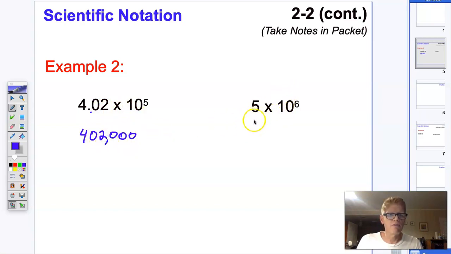On this one, we'll do the same thing. Right now it's a 5 and its decimal point is right there. So we're going to move that decimal point over 6 spaces, which really means we're just going to add 6 zeros. So we'll wind up with 5 million.